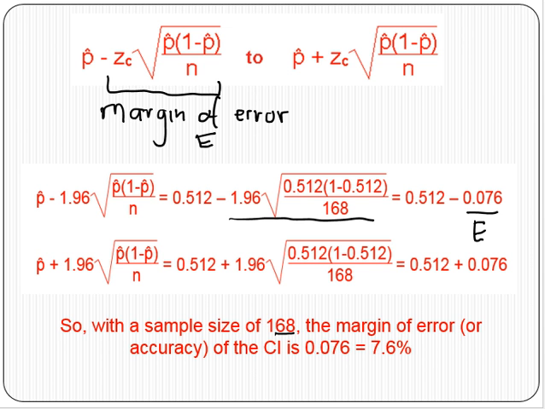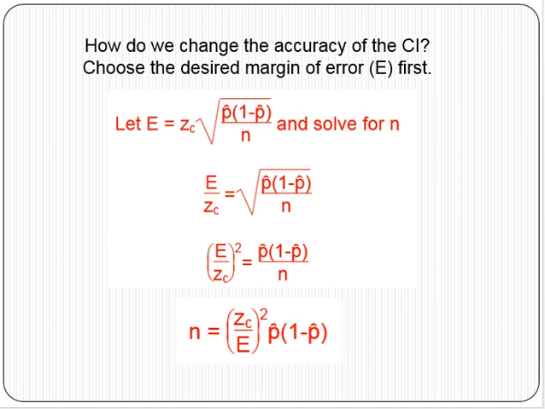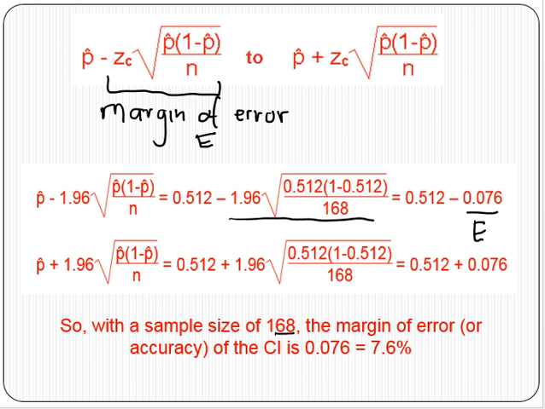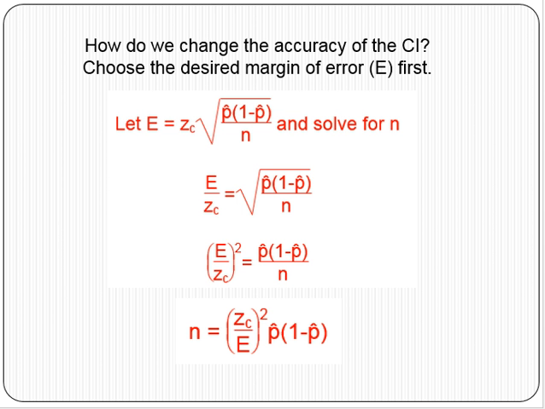All right, now, looking back at the previous example, we had a margin of error of 7.6%. What if we wanted to be more accurate? Of course, you want to try to be more accurate. So what do you do? To be more accurate, the first thing you do is determine how accurate you want to be. Doesn't that make sense? In other words, you choose your margin of error first.